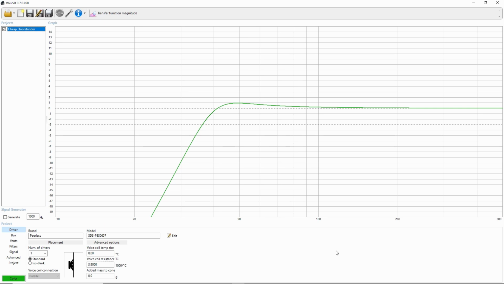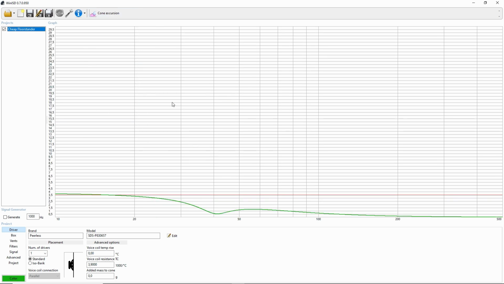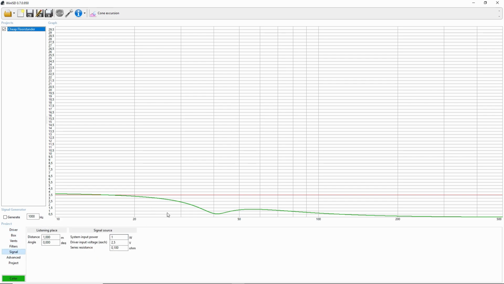Well, you can use WinISD or any modeling software for that matter, presuming you are designing your own box or you know the specifications of the speaker and the box itself. This is the modeled frequency response, but we will switch to cone excursion. We have this red line, which marks the 3.5 millimeter mark, and this is the Xmax of the speaker. Quite low, but what can you do? This is a cheap driver. Then we will go to signal, and this is the cone excursion at 1 watt.